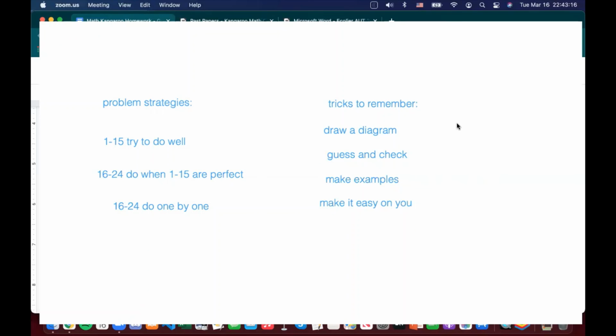Okay. So remember these for the competition. For 1 to 15, do as well as you can. 16 to 24, do them 1 by 1, once you have everything before that perfect. And then the tricks, draw a diagram, guess and check, make examples, and make it easy on yourself. Okay.